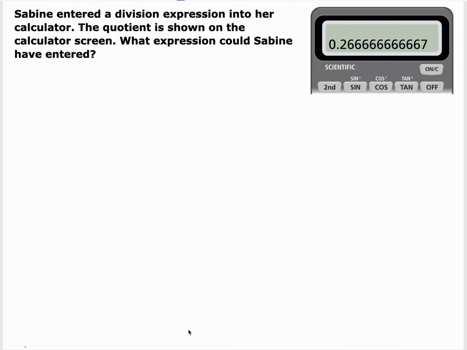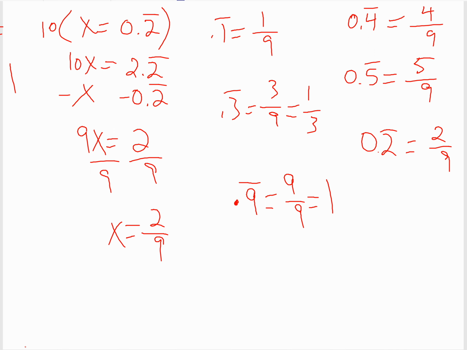I know some math teachers don't like shortcuts, but I do when we can find them. So I showed you a shortcut yesterday. Remember what that shortcut was? When it's 1 digit, it's 9. We saw a couple of examples. Our first example was 0.5 repeating, and we saw it was 5 over 9. Then our next example was 0.4 repeating, and we saw that it was 4 over 9.